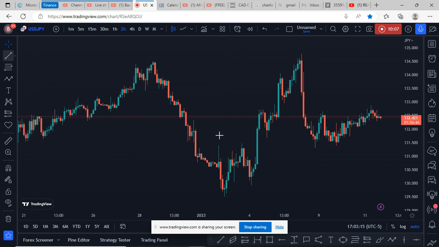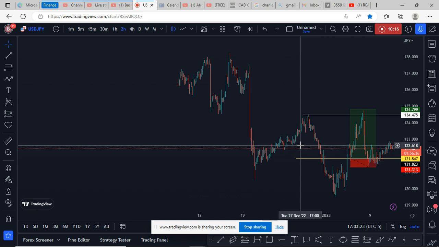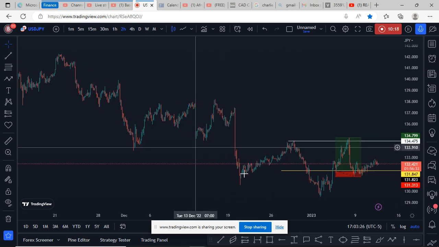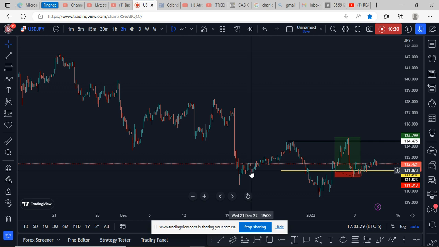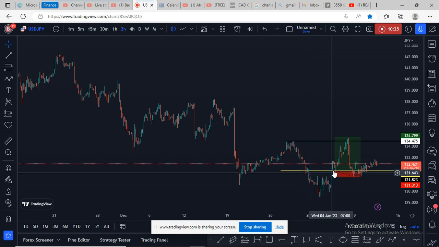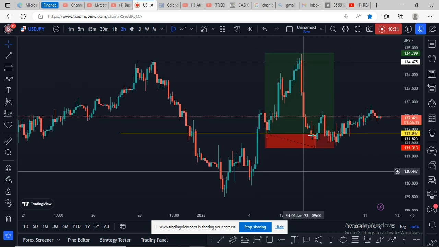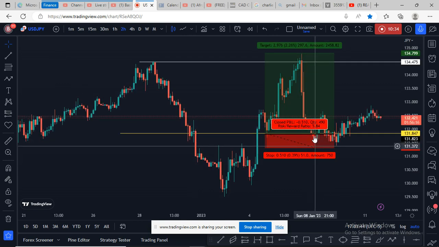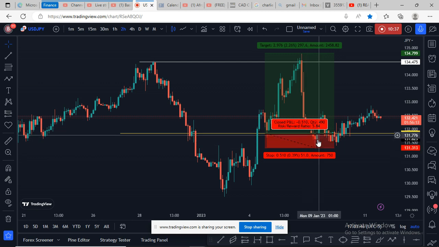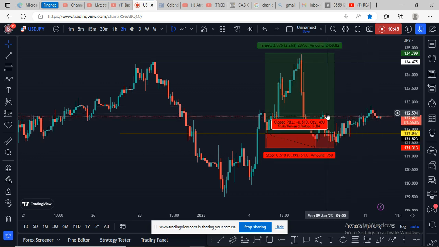So on USD JPY, as you can see, I saw this. There is a support here, right? So there is also a demand zone here. There is a support again. So when they came all the way to hit, they gave a rejection candle, which is a hammer, right? Yeah, a hammer. They also gave a double bottom. They are heading all the way.